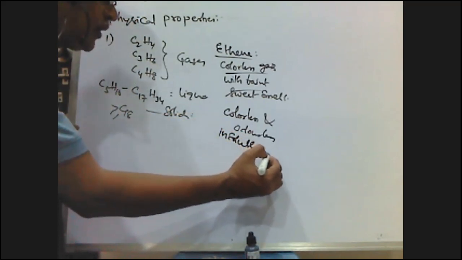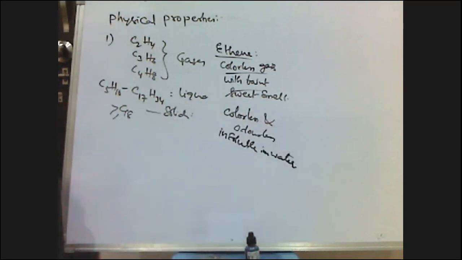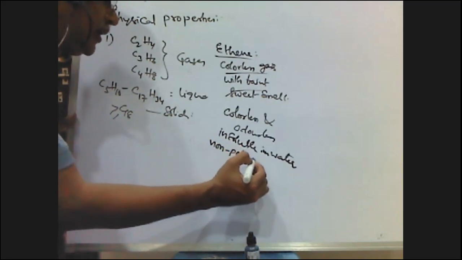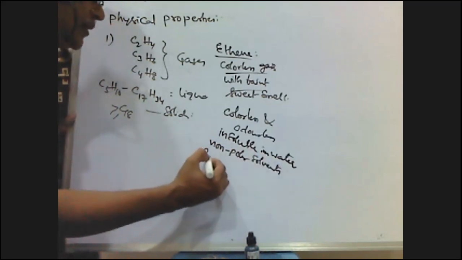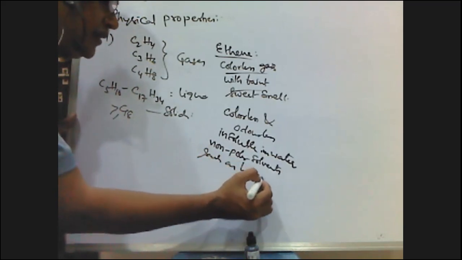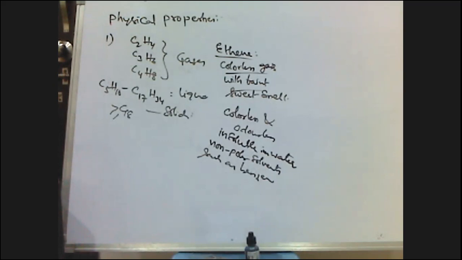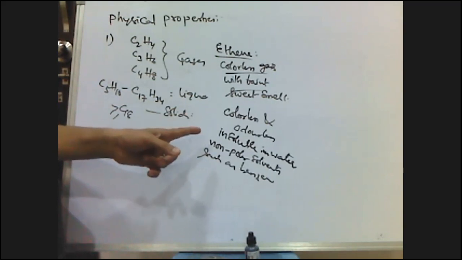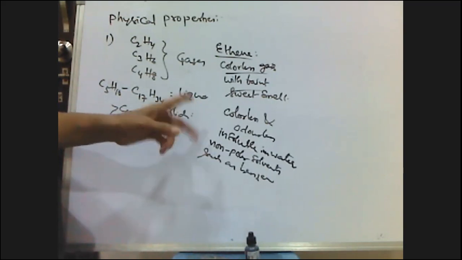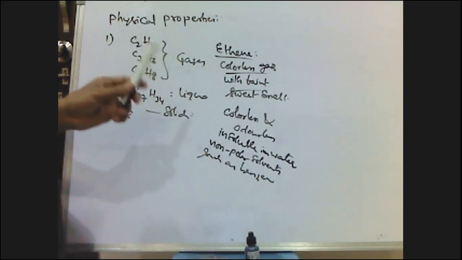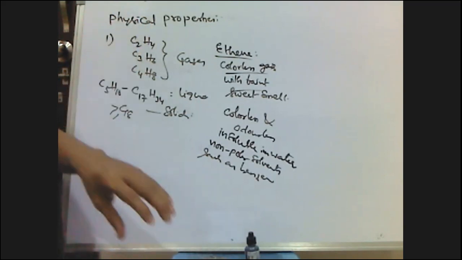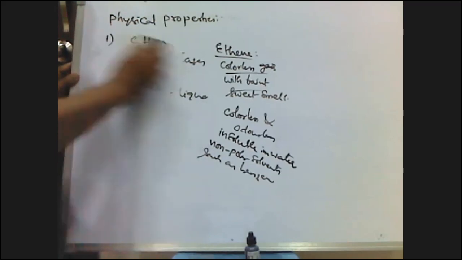They are also insoluble in water. And these are soluble in non-polar solvents such as benzene. So alkenes are insoluble in water, but are soluble in non-polar solvents like benzene. So these are some of the physical properties of the alkenes.